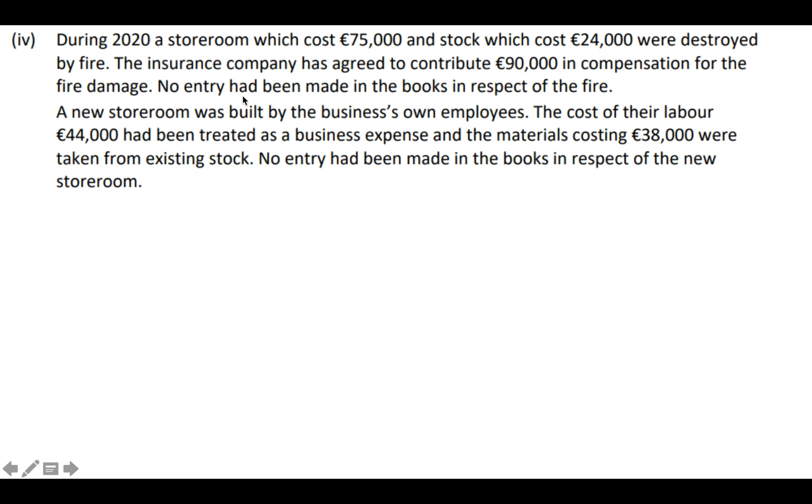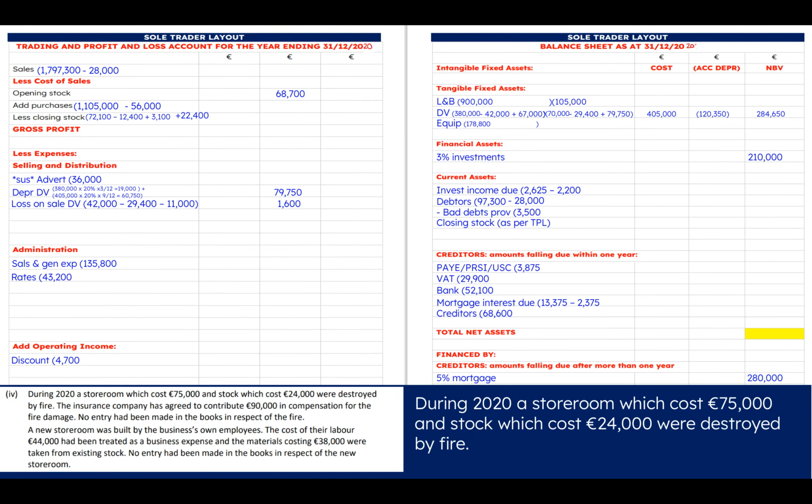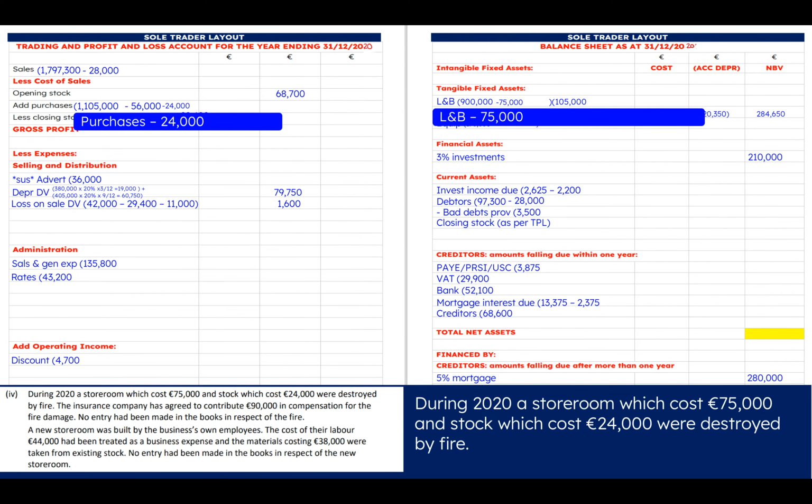So we need to record them. During 2020, a storeroom which had cost 75,000 and stock which cost 24,000 were destroyed by fire. What we're simply going to do here is subtract 75,000 from your buildings and subtract 24,000 from purchases, as both of these accounts lost value during the fire.